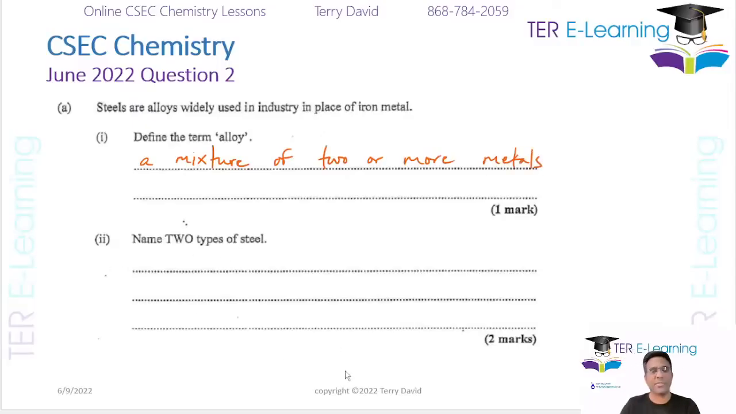Name 2 types of steel. Now, this is where some students weren't sure what they were asking. Now, steel, to begin with, steel is an alloy of iron. That's the first thing. Steel is an alloy of iron. Now, two types of steel here. What we can say is stainless steel.